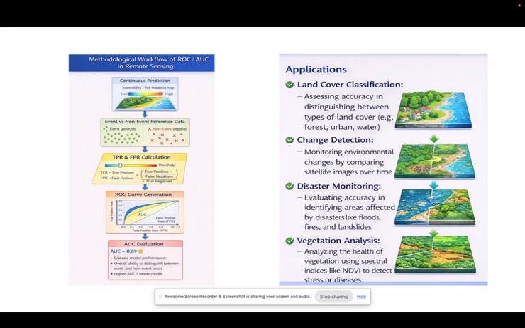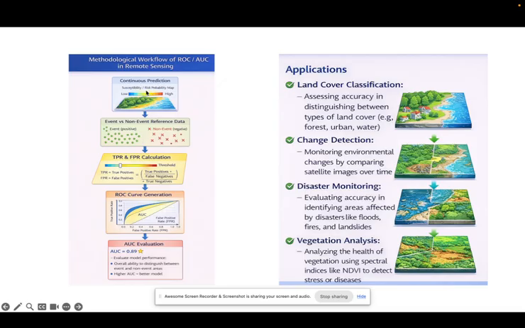And for disaster monitoring, it can be applied to evaluate accuracy in identifying areas affected by disasters like floods, fire, and landslides. And for vegetation analysis, we can analyze the health of the vegetation using spectral indices like NDVI to detect stress or diseases. And this one is the methodology.